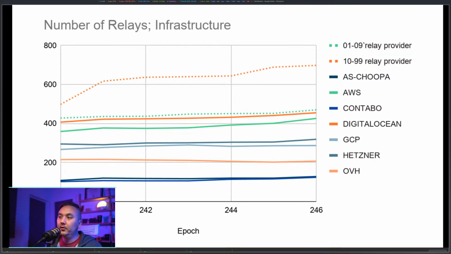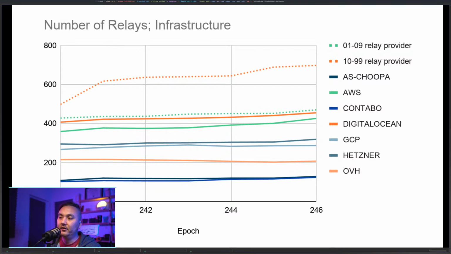The one thing here is that I've grouped together infrastructure providers, because there are actually, I think, thousands of them. So in each epoch, if there were only 1 to 9 relays on a provider, they all get grouped together into this dotted green line, which represents, most likely, people running a pool from their house or from their local ISP that no one else is really using that relay for.